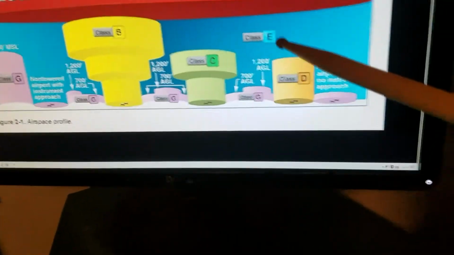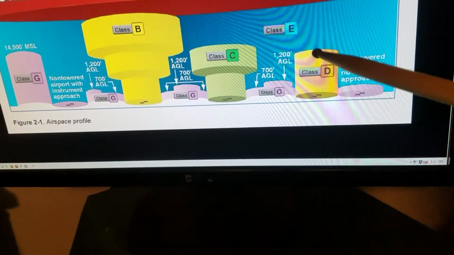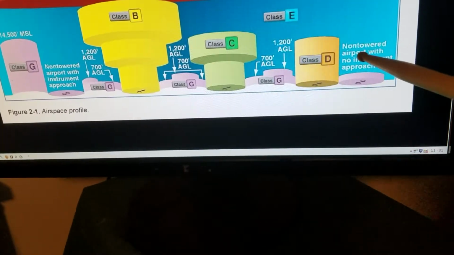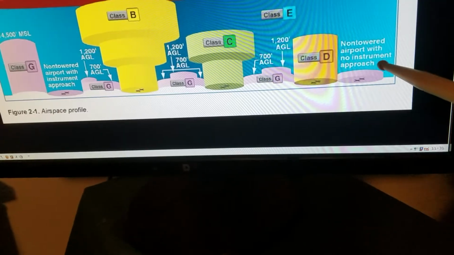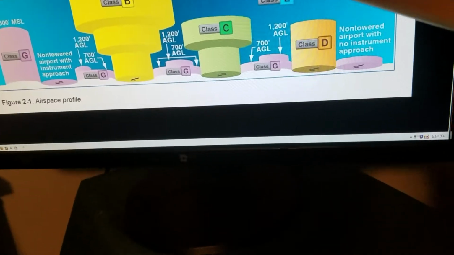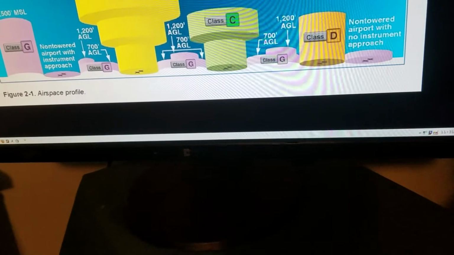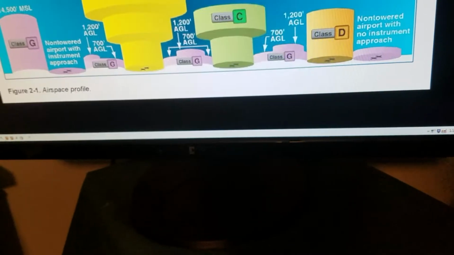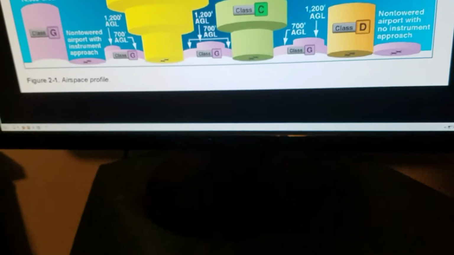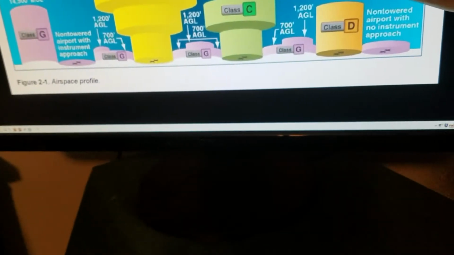And then you got Class D. Class D doesn't have two tiers, but it goes straight up, and then non-towered airports also you have. We have to talk about Class E at this stage, meaning any classified airspace that is not coming under Class A, Class B, Class C, or Class D is covered by Class E. To enter into Class E, there's also a restriction.